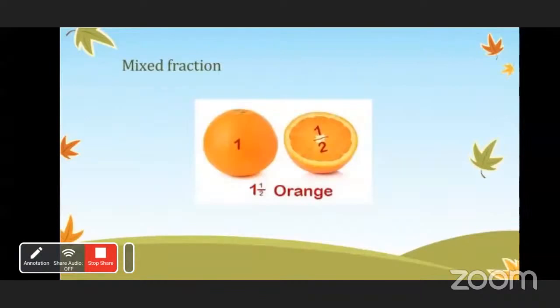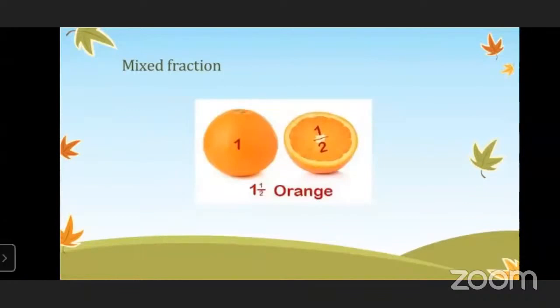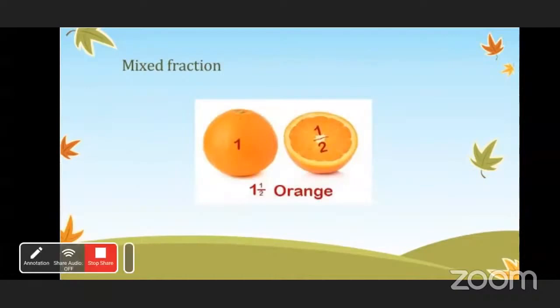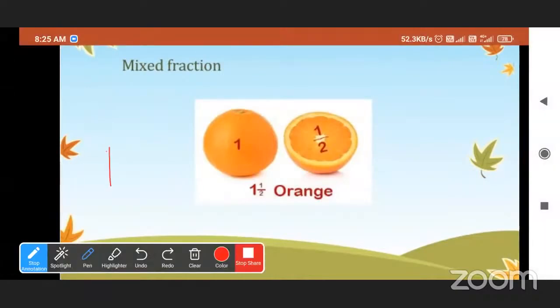See, now the third type is mixed fractions. Okay, so here one complete orange and one half are given. So they show here 1 and 1 upon 2. So 1 is a whole number and the other is a proper fraction. So see here, 1 and 1 upon 2. So it is the addition of 1 and 1 upon 2. So here in a mixed fraction, one is a whole number and the other is a proper fraction.